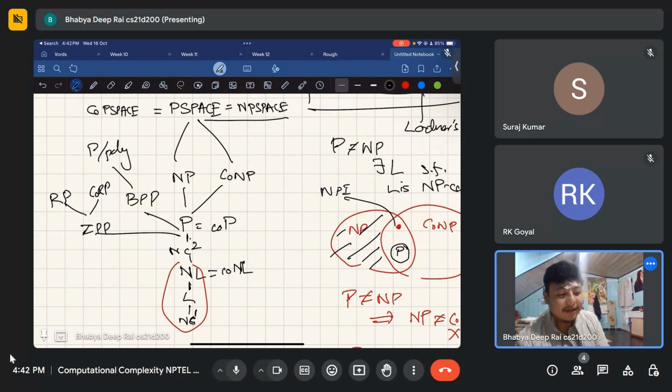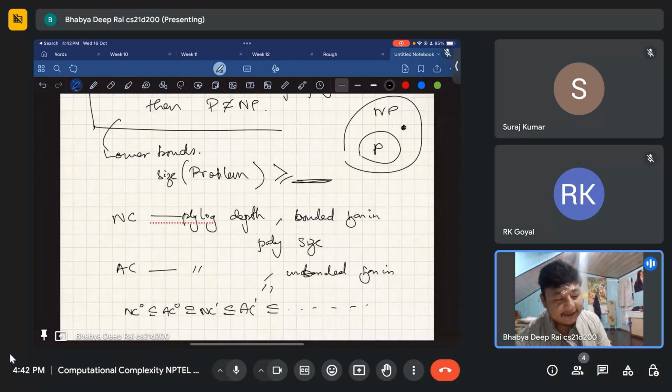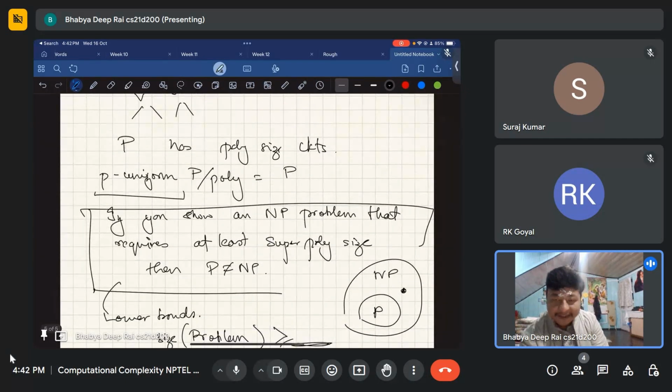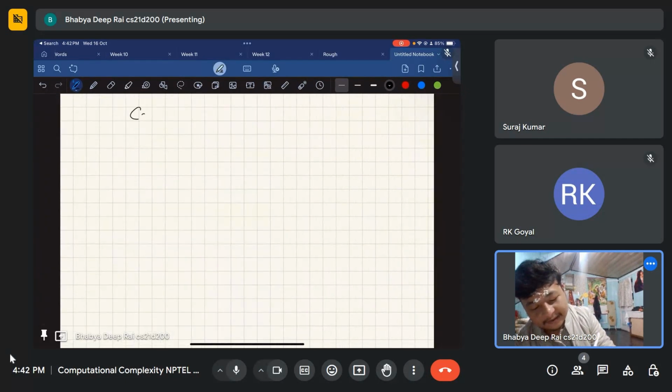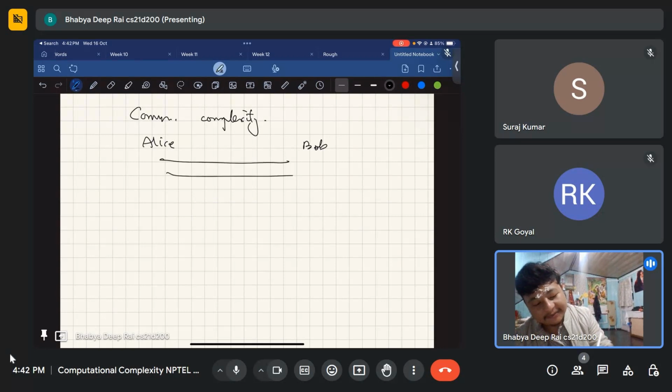I won't mention the rest in the interest of time. And finally, you have communication complexity, a very interesting area where you obtain lower bounds using what are called communication games. You have Alice and Bob, and they exchange bits with each other, trying to compute a function f(x, y) such that Alice is given x and Bob is given y.